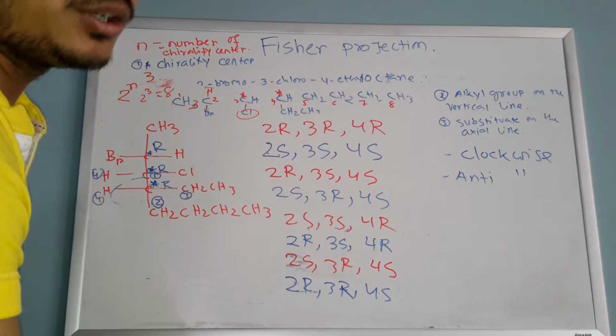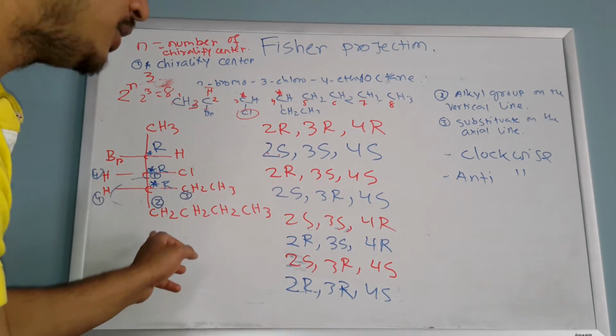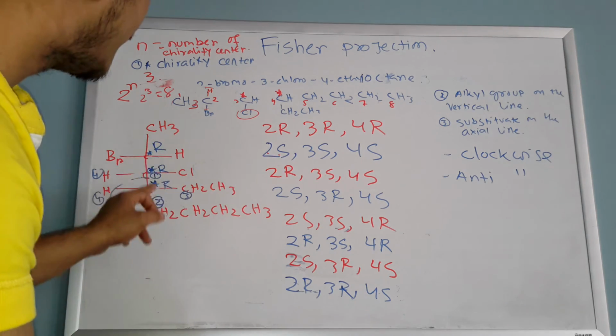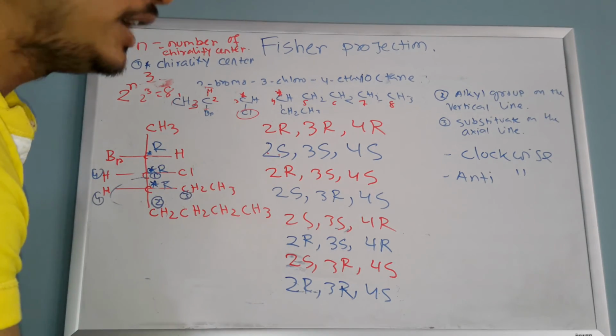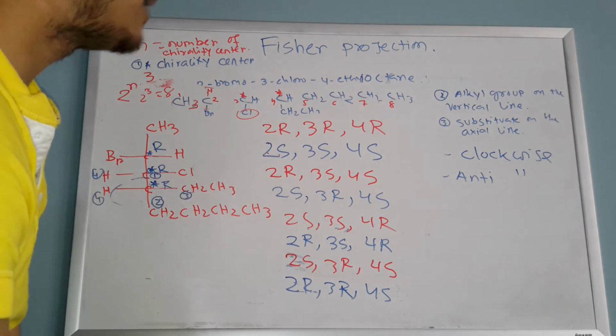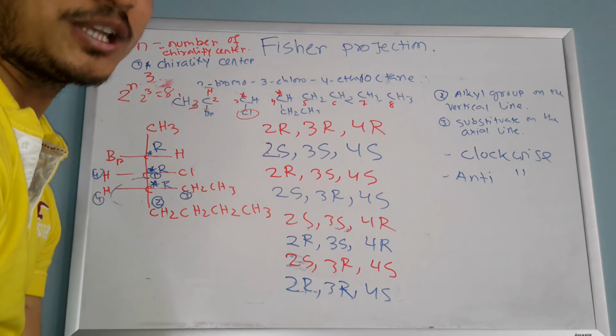So 3 things you learned today. One is the Fischer projection, how you can convert into the Fischer projection, and then you learned how you can figure out R and S from the Fischer projection, and you also learned how you can make a stereoisomer.